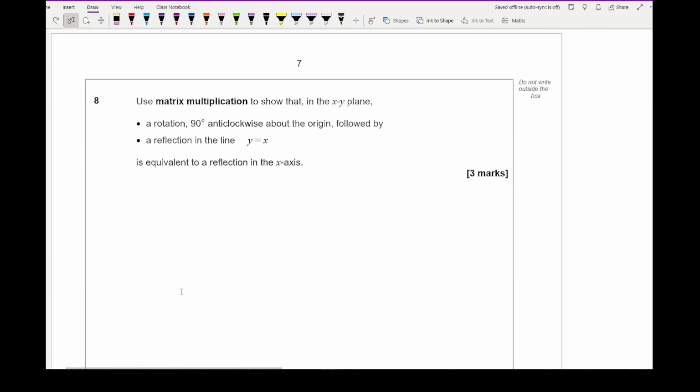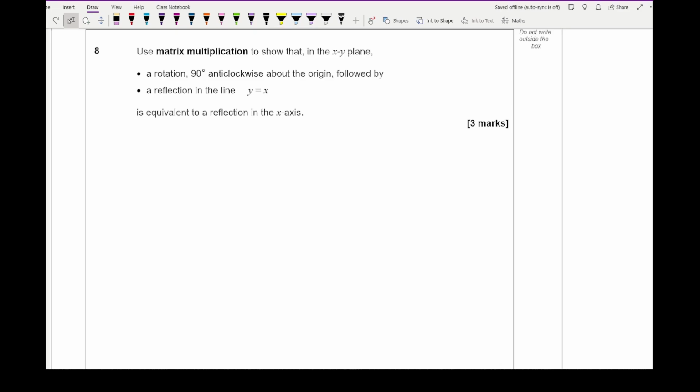Moving on to question 8, it says use matrix multiplication to show that in the xy plane a rotation of 90 degrees anticlockwise about the origin followed by a reflection in the line y equals x is equivalent to a reflection in the x-axis. Now for this particular question, what we need to do is recognize what the matrix is for each of these three things.